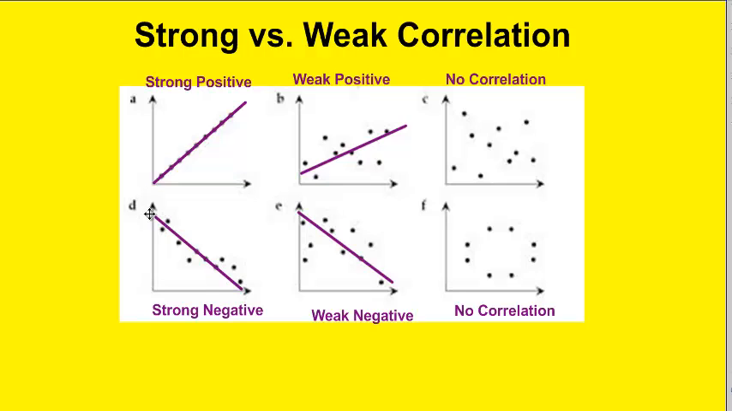If it's a strong negative, the line would be going down and to the right, and the data would fit very closely. If it's a weak positive, the line would be going up and to the right, and the data would fit loosely around that line. The same thing applies for a weak negative, where the data is not quite as clustered, as tight to the line. No correlation, again, means that you could almost draw a line anywhere, and it would look like a possible line of best fit.